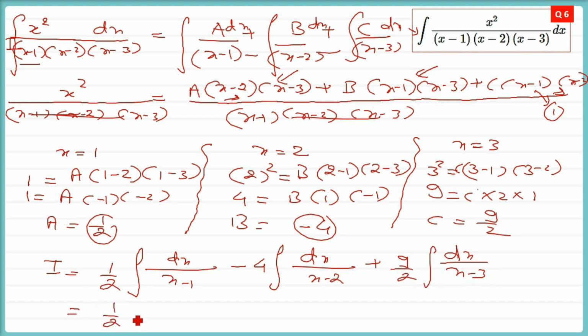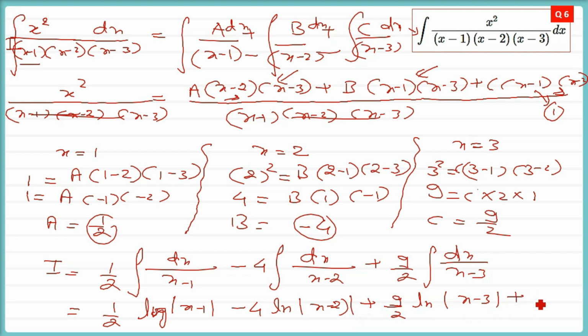So you have half log modulus of x minus 1. You can write it as ln also, because ln is log base e. It represents a more logical thing rather than writing log. Minus 4 log modulus of x minus 2 plus 9 by 2 log, or ln, modulus of x minus 3, and then plus constant of integration. So this is your final result.